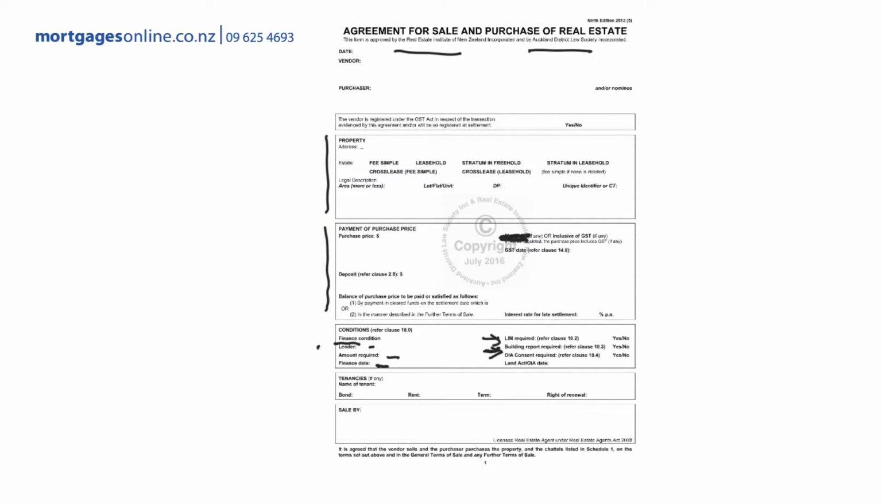Now, in order to indicate that you want a LIM report and a builder's report, you just have to circle yes for both of those, and of course fill in your finance conditions, and then you should be covered with the three main conditions. Now, it is also possible to add any other condition you may want into your sale and purchase agreement. You can, for example, make your agreement conditional upon selling another property if you have an existing property that you need the money from in order to finance this purchase.